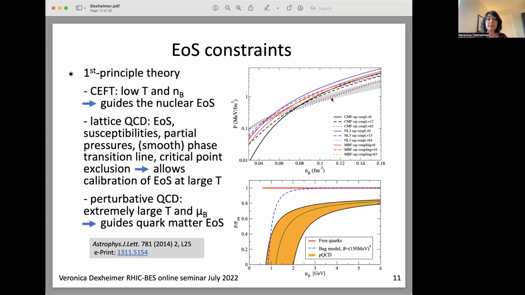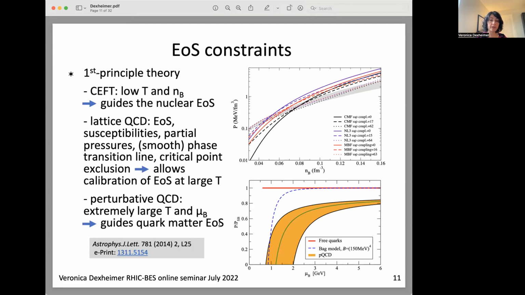I'm not going to discuss lattice QCD results because I'm not an expert and there were many talks here about the topic, but of course this is a very good guide, and that's the guide I used to calibrate the chiral mean field model at large temperature myself. And of course, there's perturbative QCD, which Alexia also discussed last week.